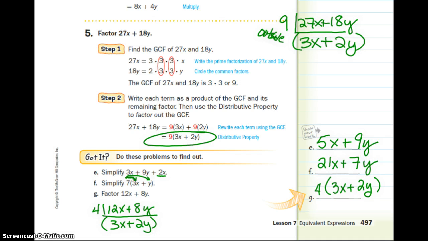I could combine the x's to get 5x plus 9y. The next one, the distribution, 7 times 3 is 21. Those are x's, so 21x plus 7 times y is 7y, so it's 21x plus 7y. And then the last one, I can pull out a 4, which leaves me a 3x plus 2y on the inside. So again, it's 4 in parentheses, 3x plus 2y. Turn the page.